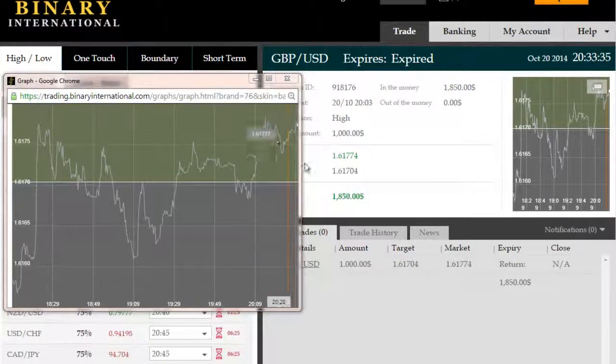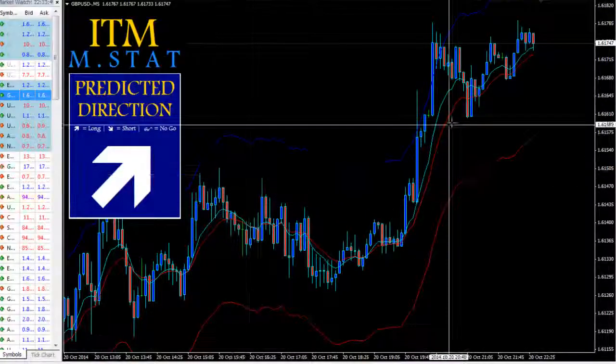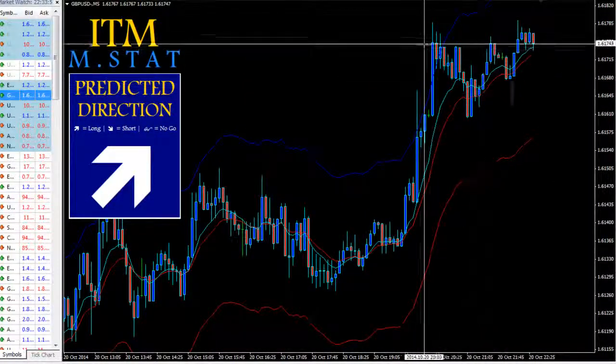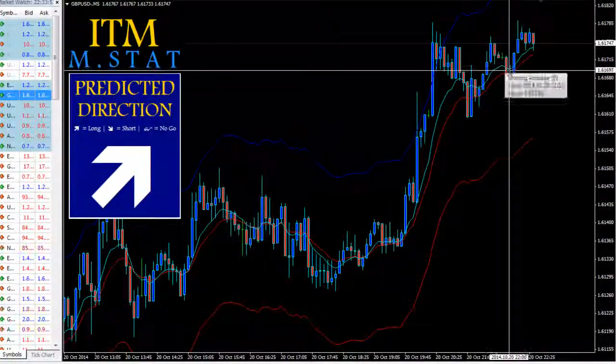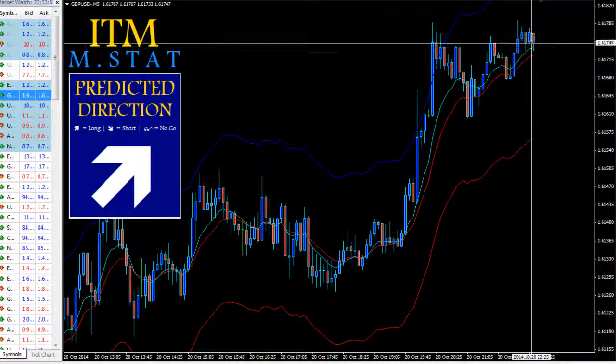All right, back again. The trade has expired in the money. As was seen on ITM MStat, the bounce had happened for a third time. This was a very powerful long trend. The bounce off of the crossover EMAs on your ITM MStat chart are the best, most fine-tuned entry point to take after following ITM MStat's direction.